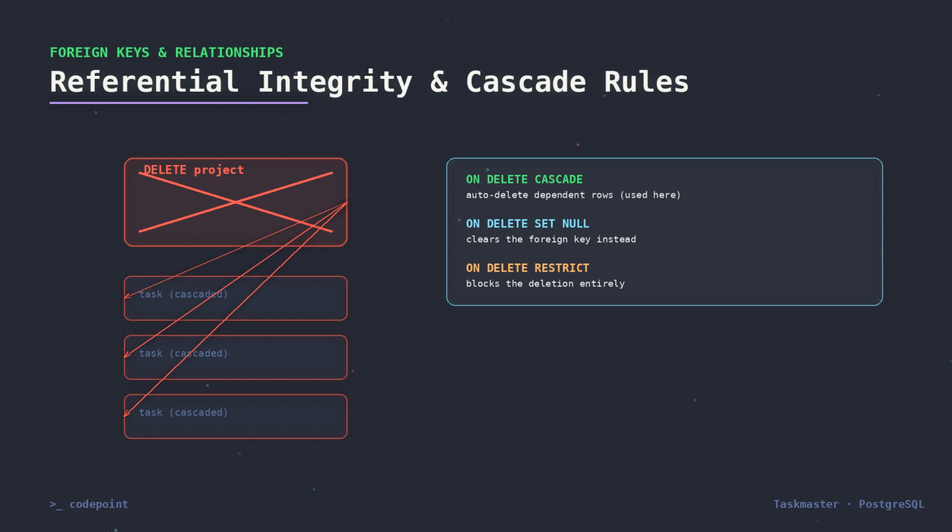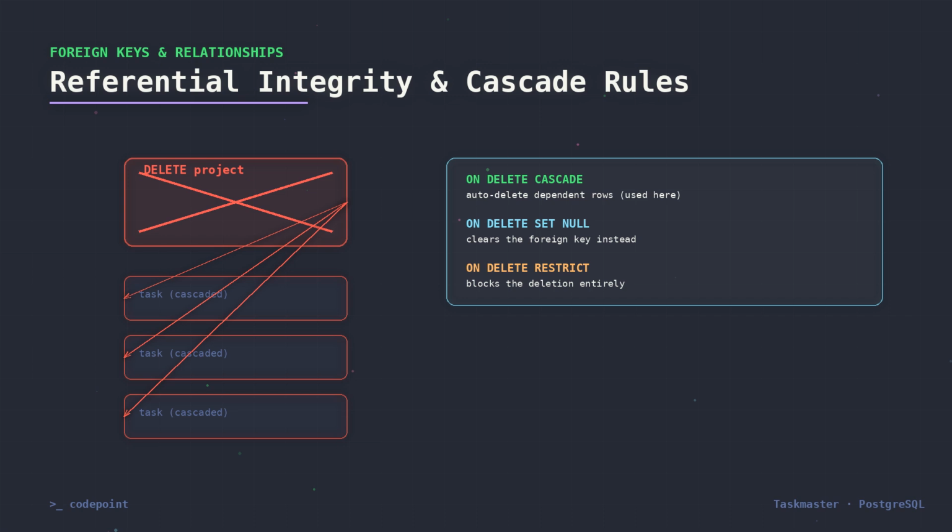Referential integrity and cascade rules. On-delete cascade is a rule. It says, if you delete the record being referenced, automatically delete all records that reference it. Example, you delete a project. What happens to all the tasks in that project? With on-delete cascade, they're deleted automatically.